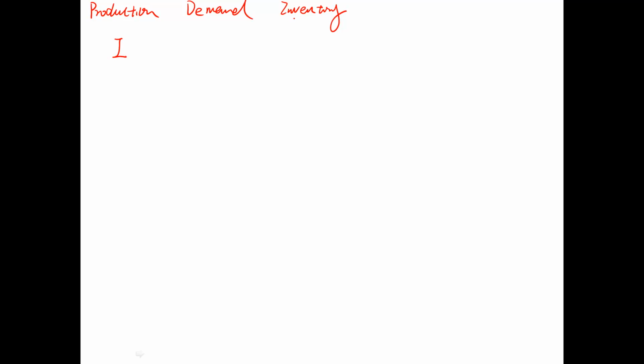So let's see. Inventory. I'll use the I to represent it. Maybe I should use a different letter, but these two I are different. Okay. Inventory at the end of month i equals the beginning inventory, which means it's the inventory at the end of the previous month. Think about it again, right? So that's the inventory at the end of the previous month plus whatever you produce that month, minus the demand of that month. Okay, and here we are saying this inventory is the end inventory.